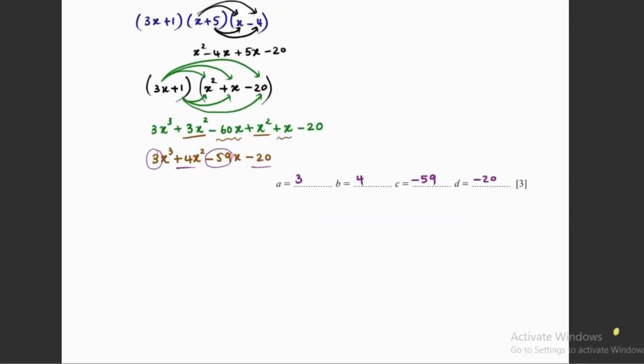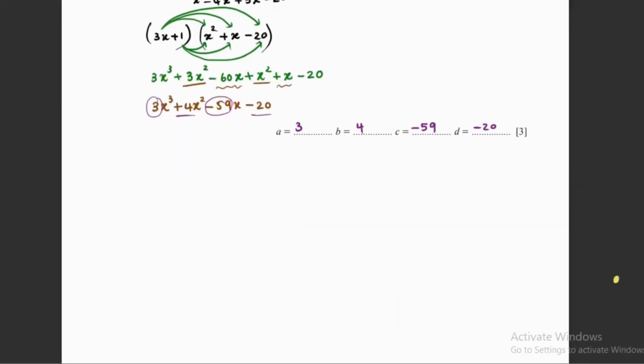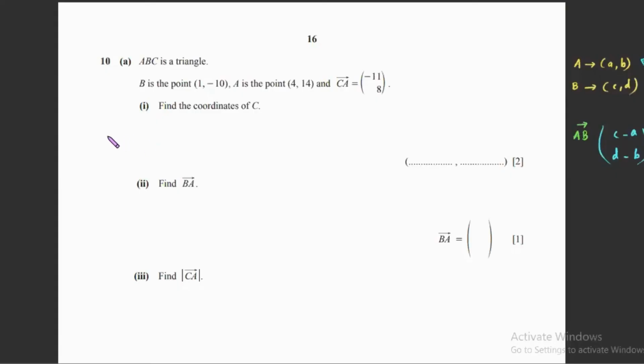Let's move on to the next question that we have. In this question, ABC is a triangle. So the coordinate of point B and the coordinate of point A is given to us. And C to A is negative 11, 8. That is how it's given. So this is given as a column vector. So we need to find the coordinates of point C.